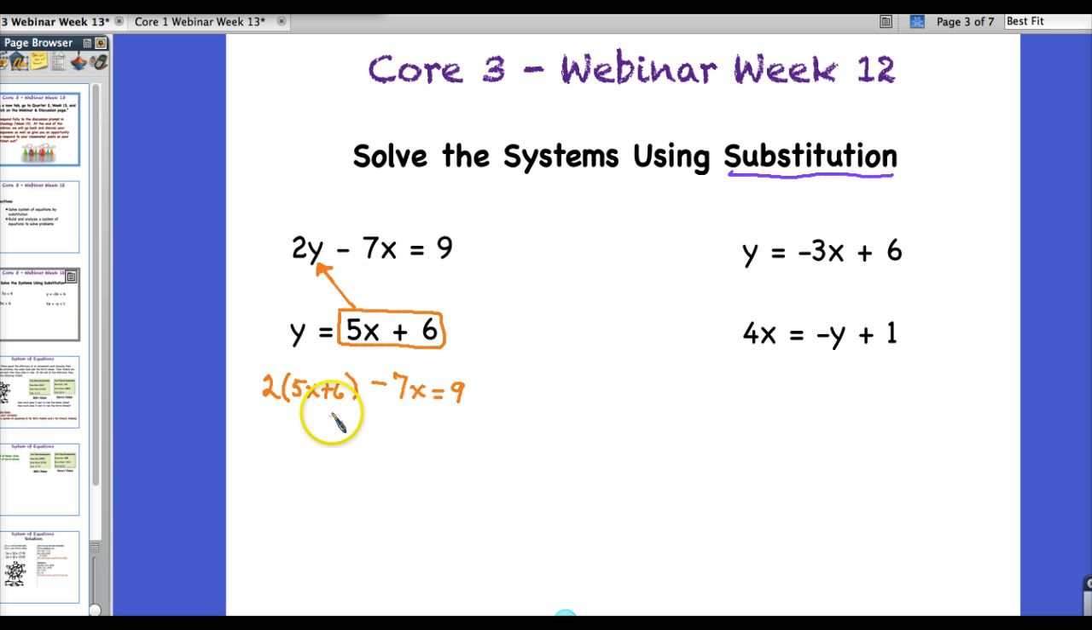So look what I have now, you guys. I have an equation that only has x's in it. That's perfect because I know how to distribute and combine like terms and solve for x. So that's exactly what I'm going to do now. I'm going to take the 2 and distribute it into the parentheses in order to get rid of the parentheses. So 2 times 5 will give me my 10x, and 2 times 6 gives me 12. Okay, and then I'm just going to write everything else I have.